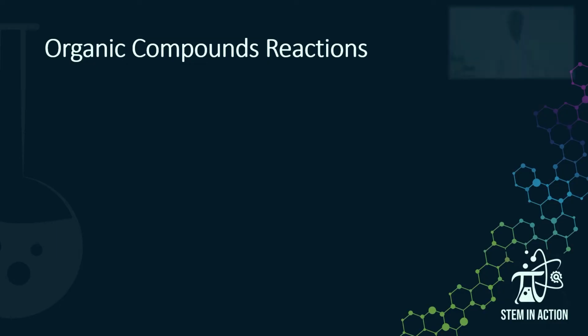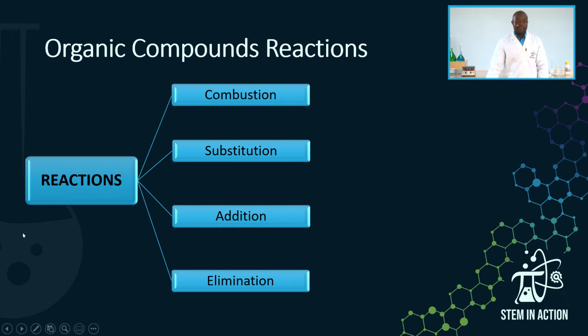Next, we are going to look at some of the reactions that organic compounds undergo. There are basically 4 reactions that you have to know as grade 12s, and they are different types of reactions. The first one is combustion reaction, then substitution reaction, addition reaction, and elimination reaction. So we'll start with combustion reaction.